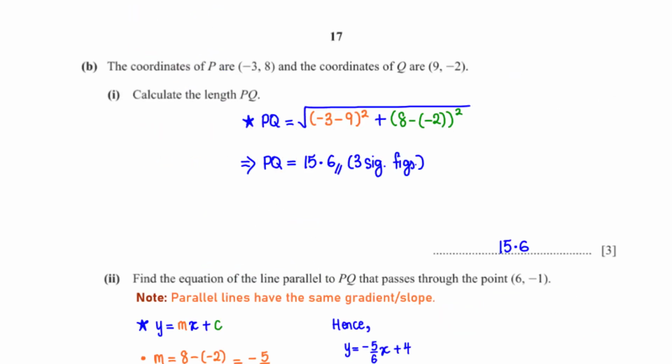The coordinates of P are negative 3, 8, and the coordinates of Q are 9, negative 2. Calculate the length of PQ. By applying the distance formula, the length of PQ will be the square root of negative 3 minus 9 squared plus 8 minus negative 2 squared. When we type this into the calculator, we get 15.6 rounded to 3 significant figures.